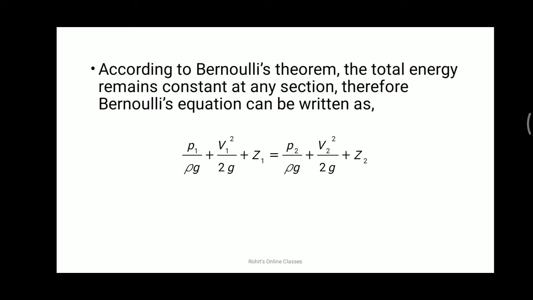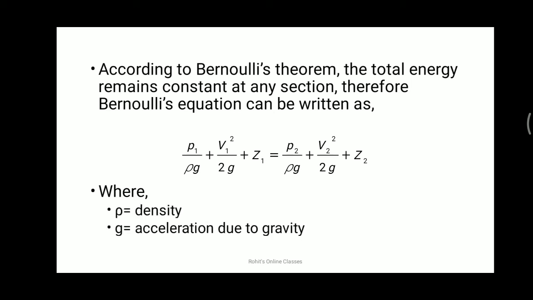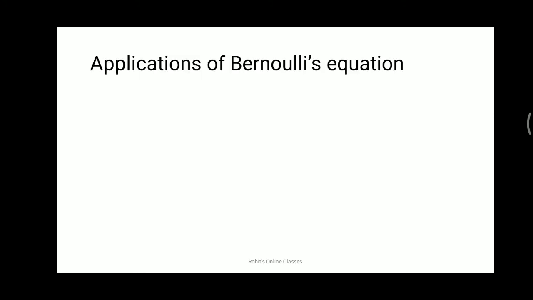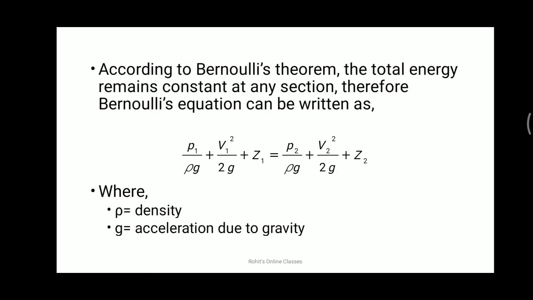Okay, so this is the Bernoulli's theorem or Bernoulli's equation, and in this equation this rho is our density and g is nothing but acceleration due to gravity. These are the constant terms, that's why these remain the same. Okay, if suppose any fluid, let's consider water is flowing through the pipeline, then density of water at inlet and density of water at outlet both remain the same.